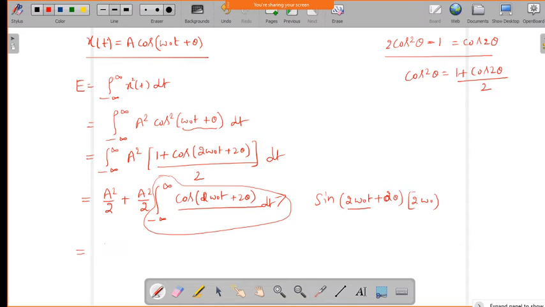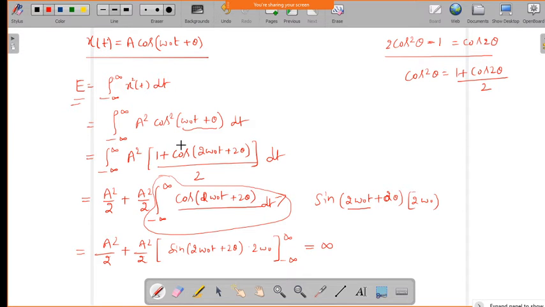Now if you substitute, we get a square by 2 plus a square by 2 into sine of 2 omega naught t plus 2 theta over 2 omega naught, with t from minus infinity to plus infinity. If you substitute the value of t as infinity, this leads to an infinite value, because sine of infinity again gives an infinite value. Since the energy is infinite, this is not an energy signal.